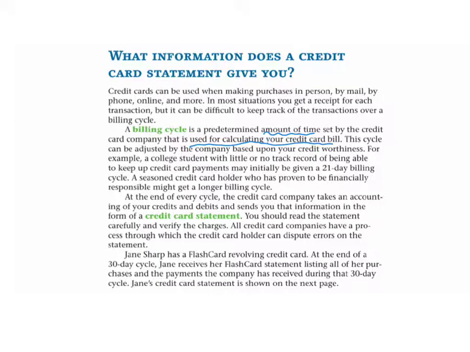This cycle can be adjusted by the company based upon your credit worthiness. For example, college students with little or no track record of being able to keep up credit card payments may initially be given a 21-day billing cycle. A seasoned credit card holder who has proven to be financially responsible might get a longer billing cycle. At the end of every cycle, the credit card company takes an accounting of your credits and debits and sends you the information in the form of a credit card statement. You should read the statement carefully and verify the charges. All credit card companies have a process through which credit card holders can dispute errors on their statement. So a credit card statement is a statement of your credits and debits.